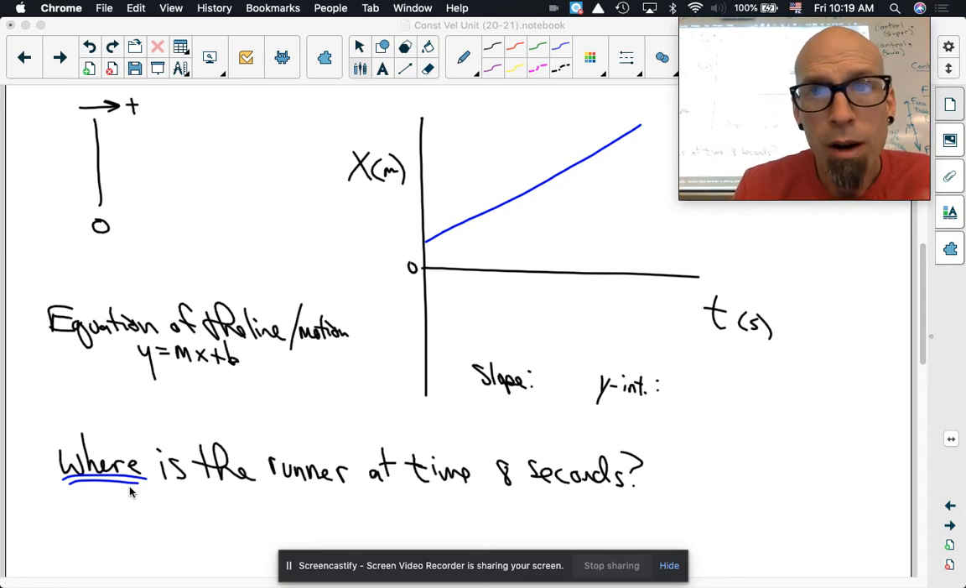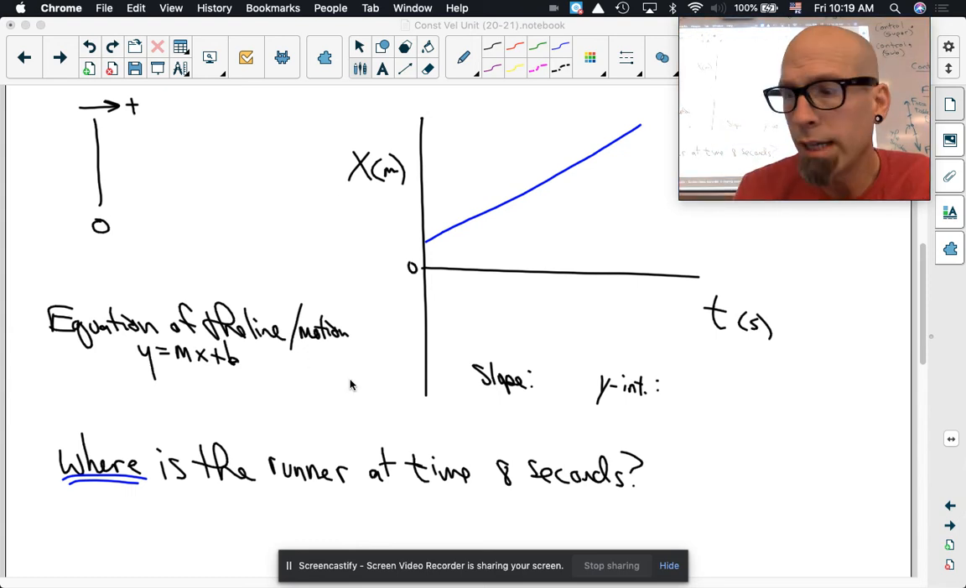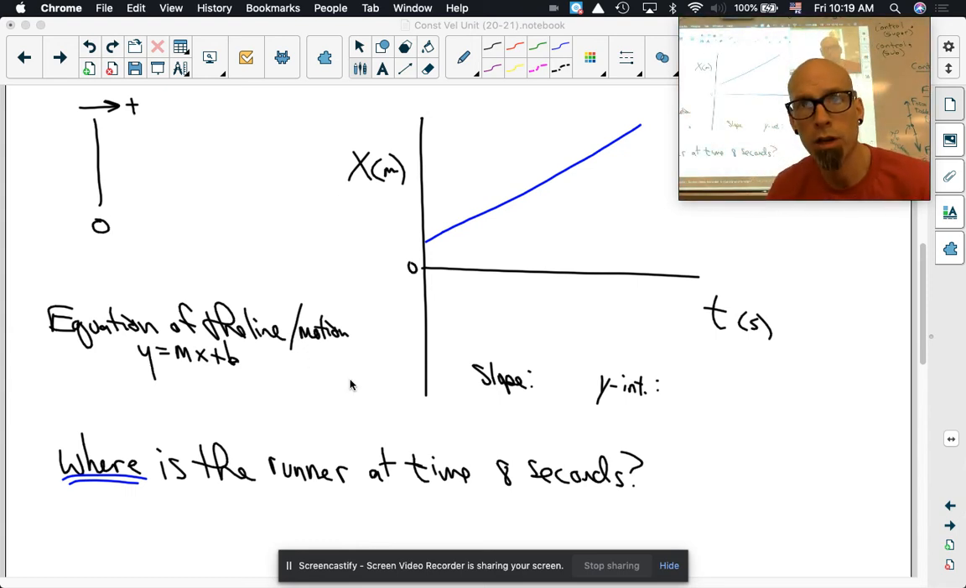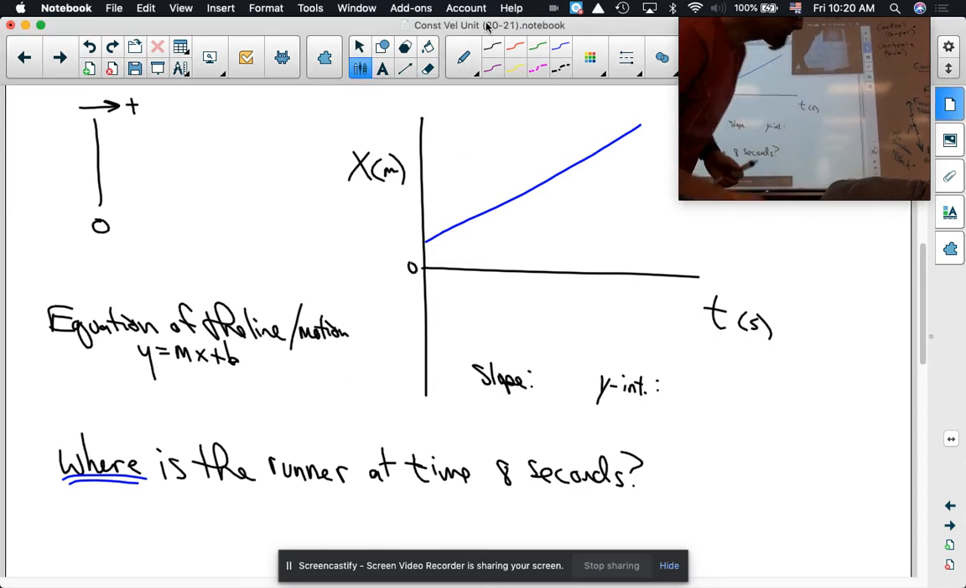And then I want you to figure out where the runner is at a time of 8 seconds, after 8 seconds has gone by. So these are also the kinds of questions you're going to have to be able to answer on the quiz, and then of course the test that will be coming up after that. So let me give you a slope and a y-intercept here. Let's say the slope is 7, and let's say the y-intercept is 4.